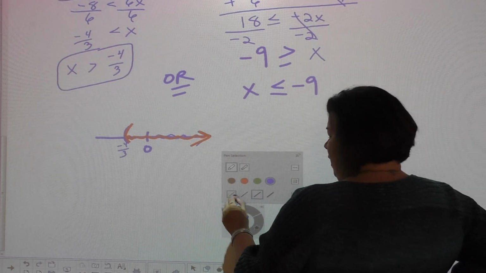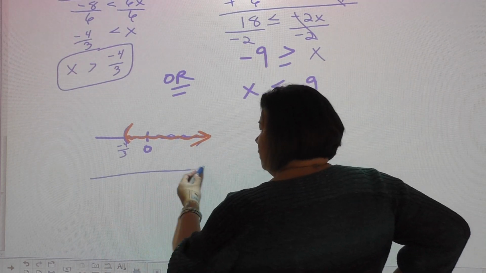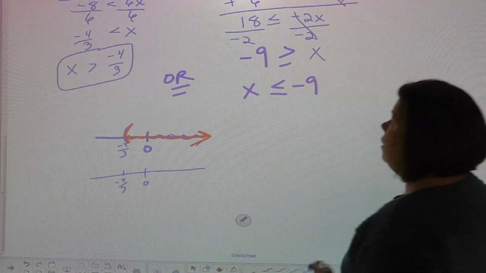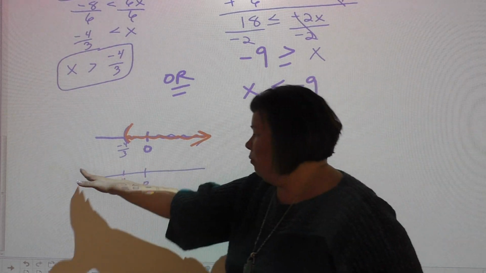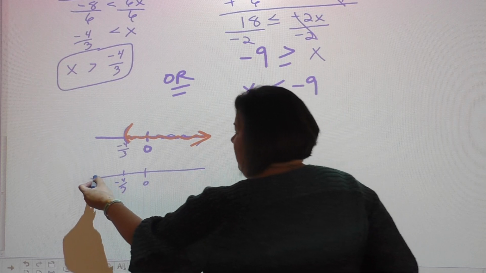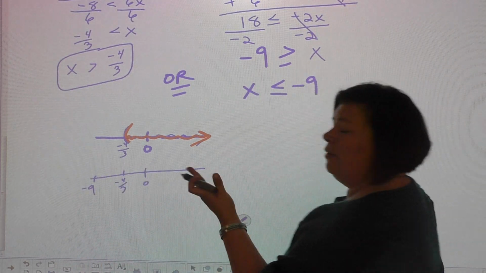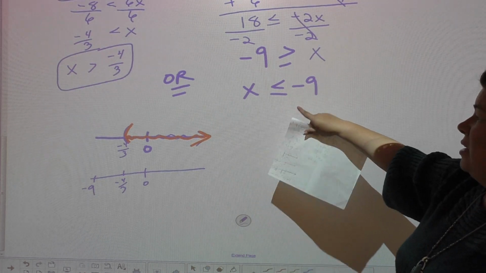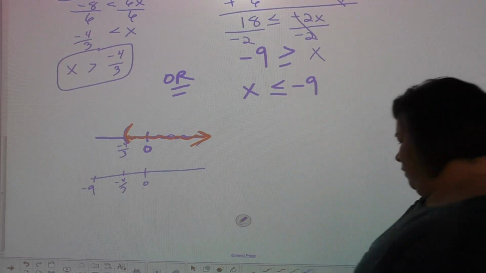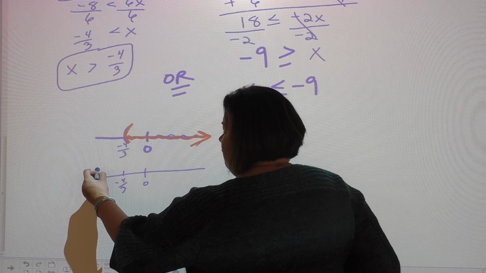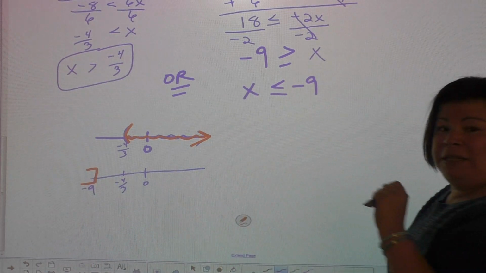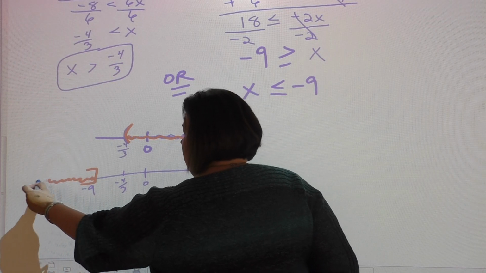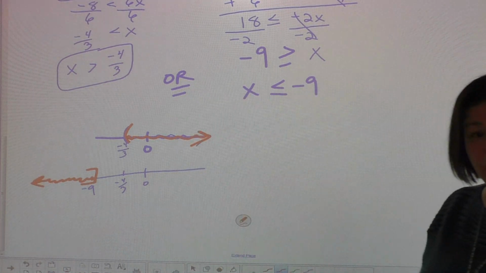And then directly below it, remember, you want to align your numbers. So negative 9 is somewhere way over here. So I could make this bigger, or I could just span it out and say, okay, I know negative 9 is somewhere down the line. All of my values less than or equal to negative 9. Since negative 9 is included, that means I'm going to have a closed interval there. And all of my solutions less than negative 9 go to negative infinity.